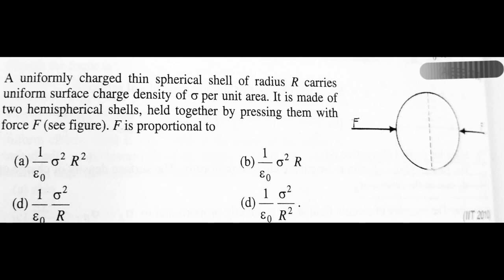Okay, so we have a few data: the radius capital R, the surface charge density sigma, and the spherical shell is made of hemispherical shells which are kept together by pressing them with the force capital F. Let's see. It came in IIT 2010, that means almost 10 years back. Anyways, this is a very conceptual and very interesting problem. Let's see how we can solve it.